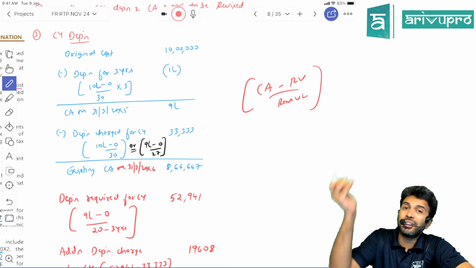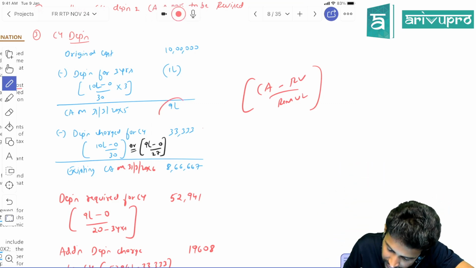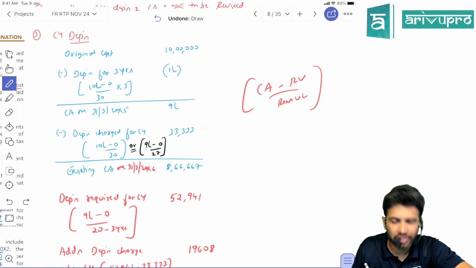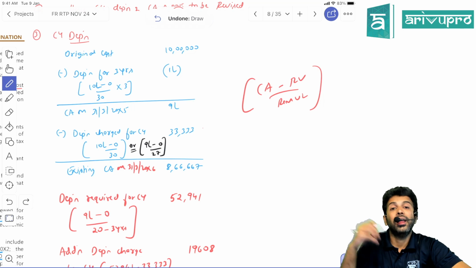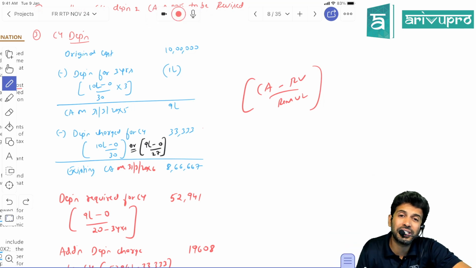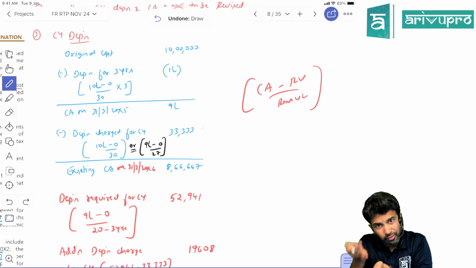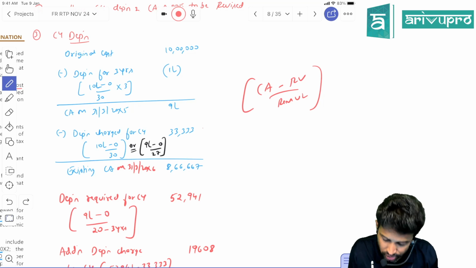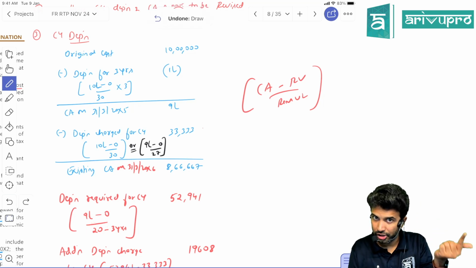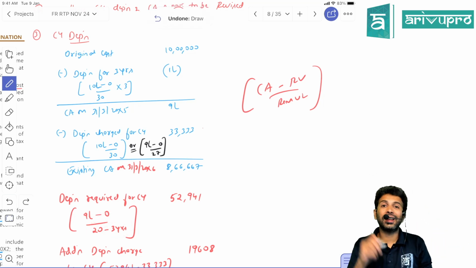So what is the depreciation actually required for the 4th year? What is the carrying amount? 9 lakh, divided by residual value still 0, divided by what? Life. Now after the damage, the life is not 30, it is only 20. Right now we are in the 4th year, which means 3 years have already passed. So total life is 20 after the damage, and 3 years have already passed. So the remaining life is 17 years.